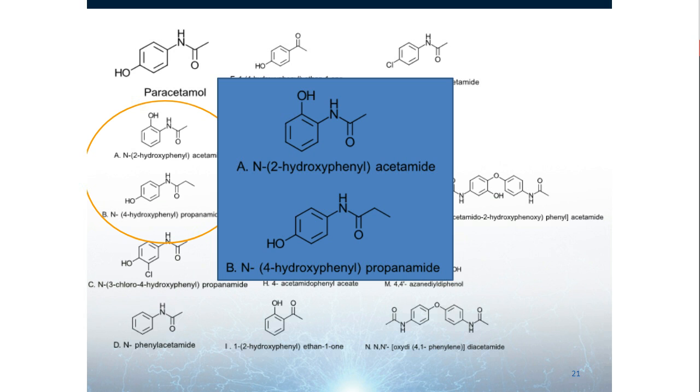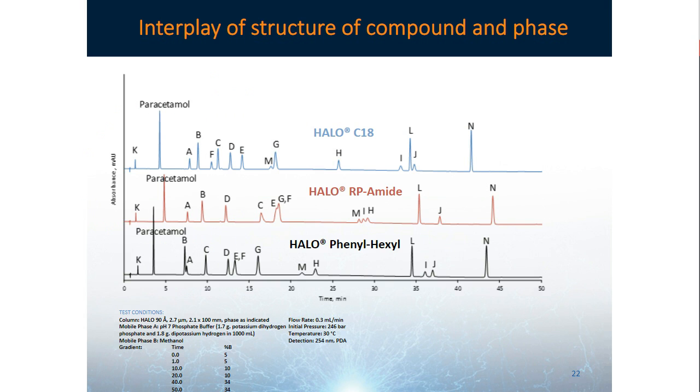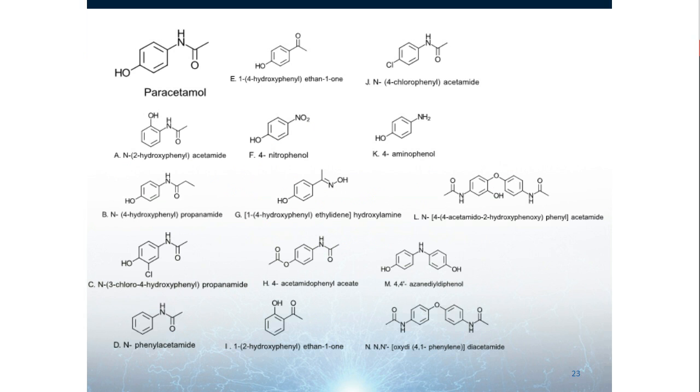And I have another example comparing the Halo C18 to the Halo RP-Amide for compounds F and M. You can see they're less retained on the Halo C18 column, and then we're seeing increased retention on the Halo RP-Amide column. So let's take a look at those structures. Compound F is 4-nitrophenol, and compound M is 4,4'-azinodiphenol.